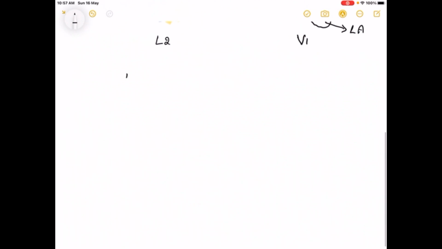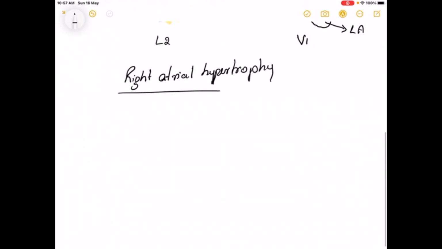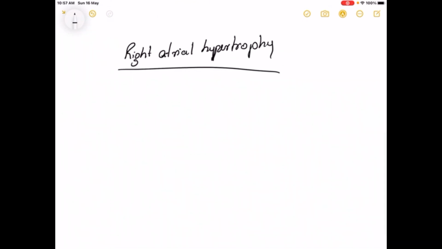First, coming to right atrial hypertrophy. In right atrial hypertrophy, the atrial musculature is thickened, so this causes an increase in the amplitude of waves in the right atrium. This increased amplitude is reflected in the ECG, producing a tall P wave. This is most commonly seen in right atrial enlargement, which is also seen in lung diseases like cor pulmonale. Hence, this morphology of the P wave is called P pulmonale.